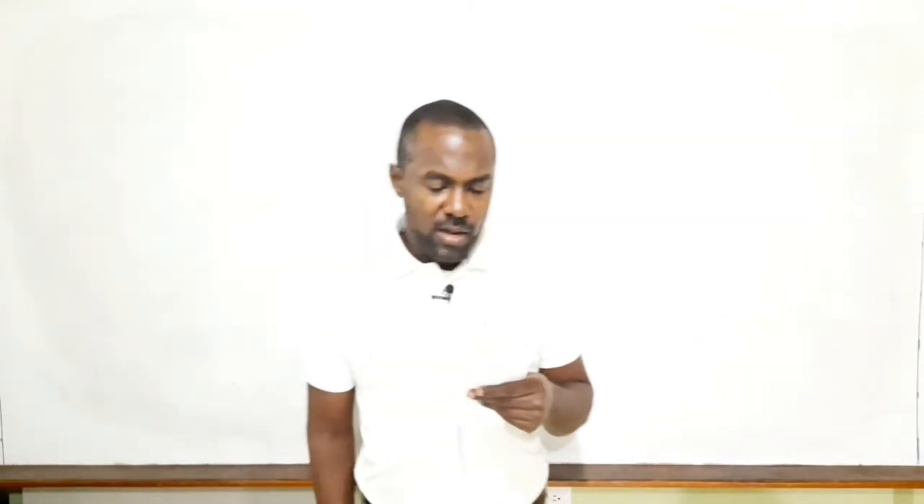Now, the first question we look at is question number 2 from our worksheet, which says that two forces of magnitude 30 newtons and 40 newtons, which are perpendicular to each other, act on a body of mass 25 kilograms. Find the magnitude and direction of the acceleration of the body.